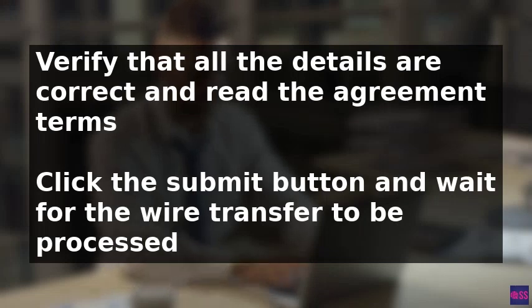The process is straightforward, and by following these steps, you can easily wire money to a U.S. bank.